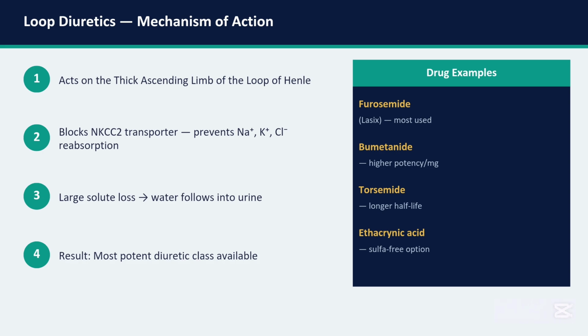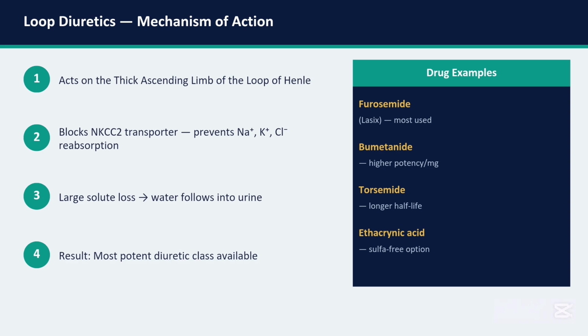Loop diuretics act on the thick ascending limb of the loop of Henle in the kidney. They block a transporter called the sodium-potassium chloride cotransporter, or NKCC2. By blocking this transporter, they prevent sodium, potassium, and chloride from being reabsorbed back into the bloodstream. The result is that a large amount of water follows these solutes into the urine. This makes loop diuretics the most potent diuretics we have. The classic example is furosemide, also known as Lasix. You will also hear about bumetanide and torsemide.